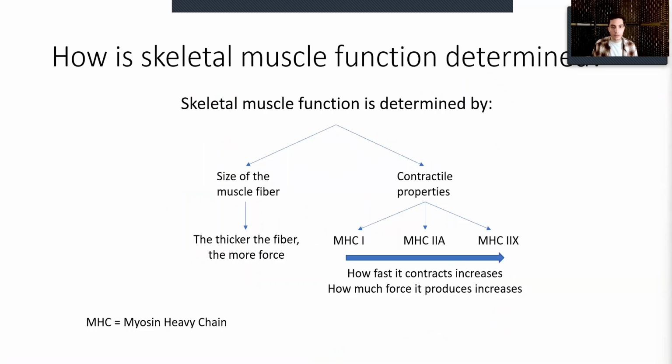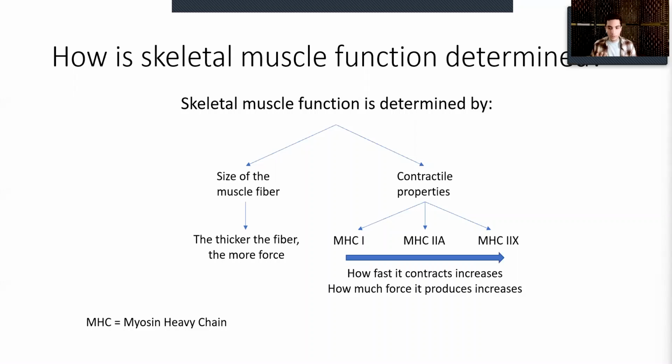And how is skeletal muscle function determined? So it's studied through two main parameters, its size and its contractile properties. On one hand, the size of the muscle fiber can be brought down to how thick it is. Like the thicker the fiber, the more force it's able to produce. Meanwhile, on the other hand, the MHC isoform found in the fiber, which is the myosin heavy chain isoform, determines how fast it contracts and how much force it produces. These MHC isoforms are basically protein variants found in the muscle fiber that dictate its properties.